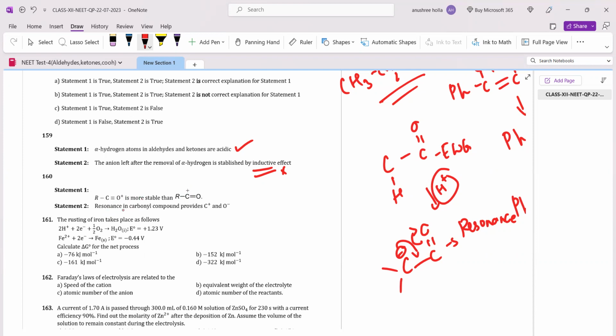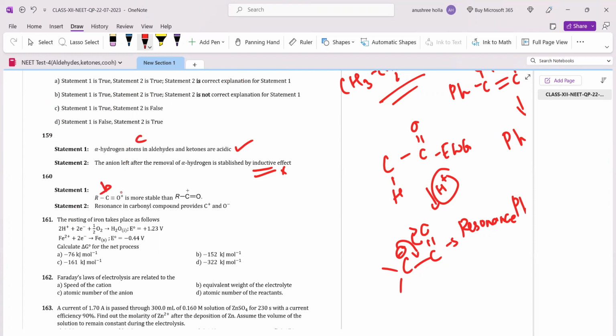Coming to statement 2, resonance in carbonyl compounds provides C plus and O minus. Yes, you will get normally a negative charge on oxygen and a positive charge on carbon. So we can say that this is also a true statement, but this statement doesn't explain the first statement. So that's why we can say statement 1 and statement 2 are true, but 2 is not the correct explanation for 1. Okay, so it should be option B for this and option C for the previous one.